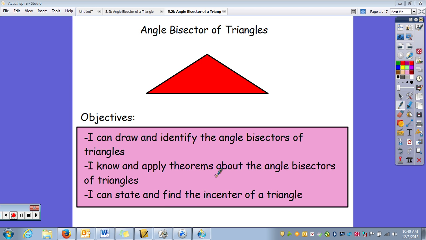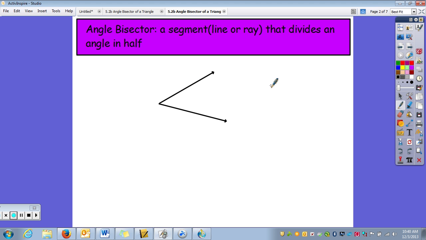So in this video, we're going to learn another part of a triangle, which is called the angle bisector of a triangle. So your objective is that you can draw and identify the angle bisectors of a triangle. You know how to apply theorems from the angle bisectors of a triangle, and you can state and find the incenter of a triangle, which, remember from the last video, we had the centroid, and now our new term is the incenter.